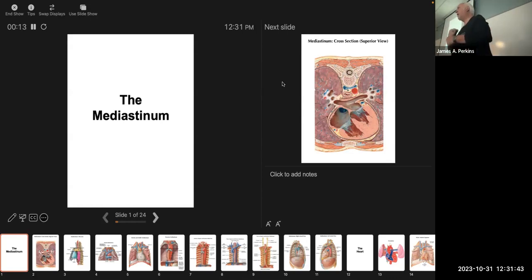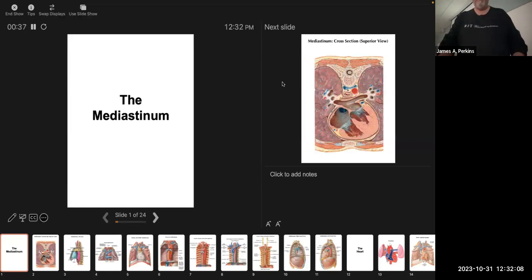Okay, so today I'm going to talk about the mediastinum, or mediastinum. Take your pick. I don't care how you pronounce it. And also the heart. So you've already done most of this dissection, although we're going to continue dissecting into the posterior mediastinum on Thursday. So this should cover us for all of the dissections that you're going to do this week.